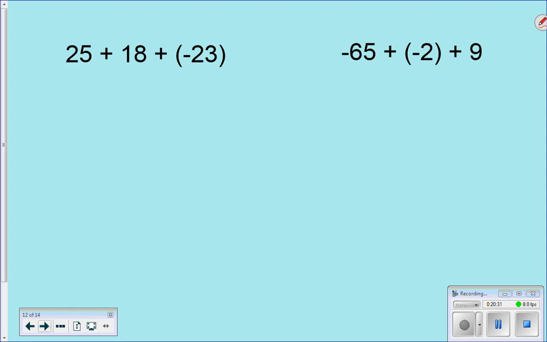I would look for things that could easily go together, too. And then negative 65 plus negative 2 plus 9. Olivia? Negative 50, is that right?